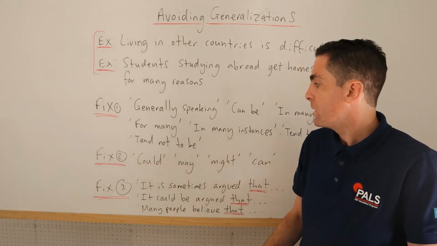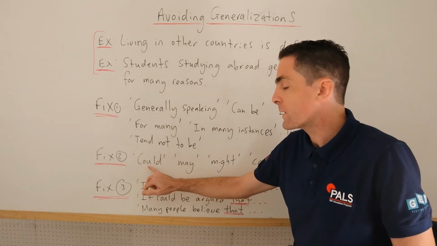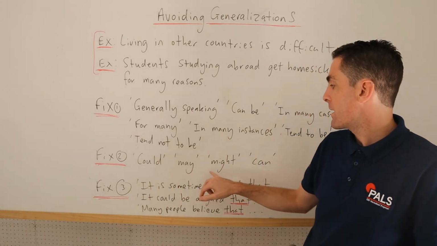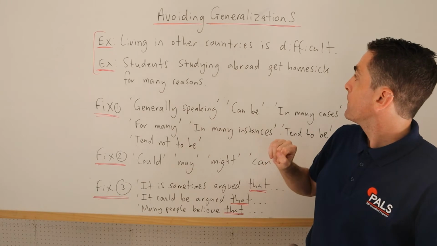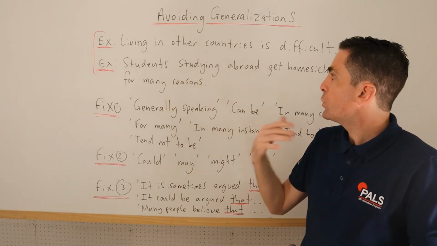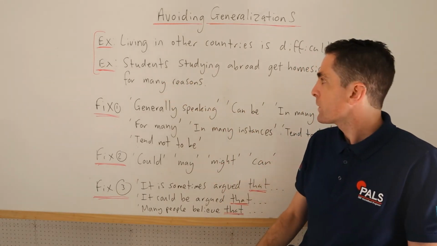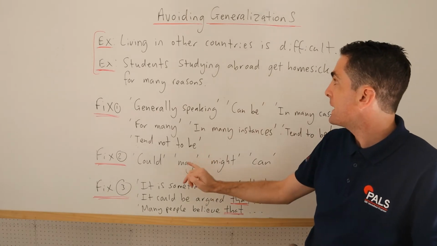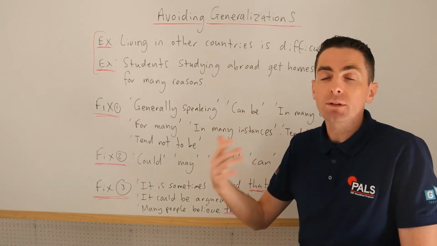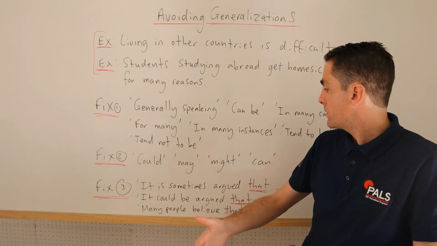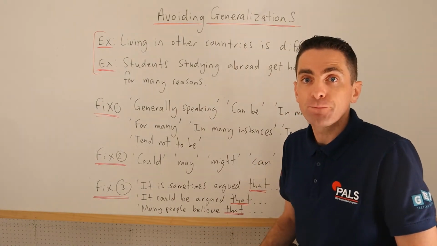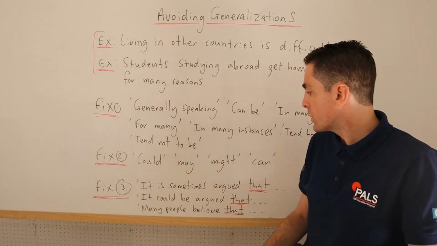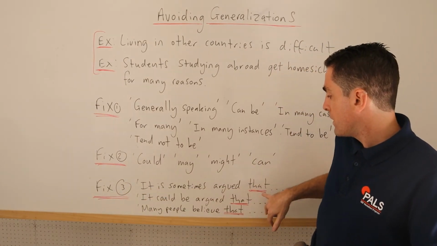Fix 2, you can use words like could, may, might, and can. So, students studying abroad could get homesick for many reasons. Students studying abroad may get homesick for many reasons. Students studying abroad might, can get homesick for many reasons. Okay, fix 3, you can use the word that.